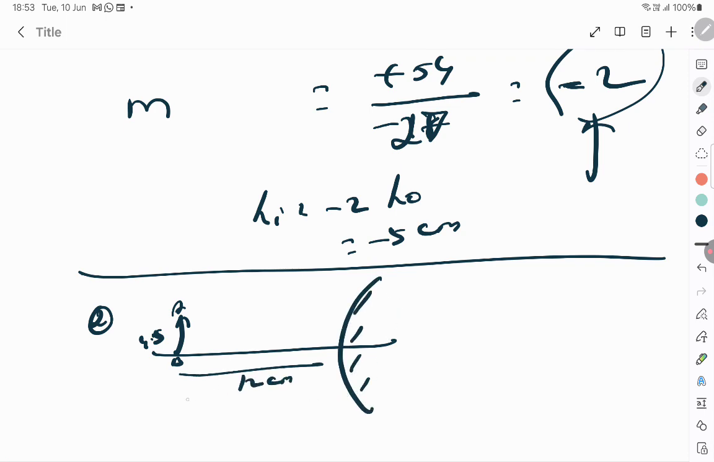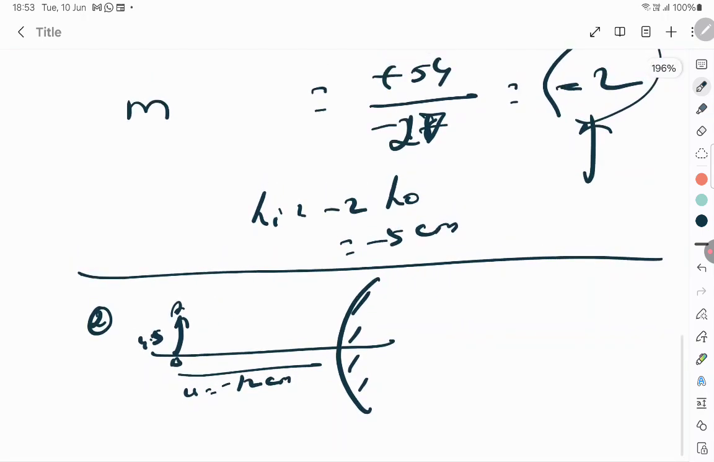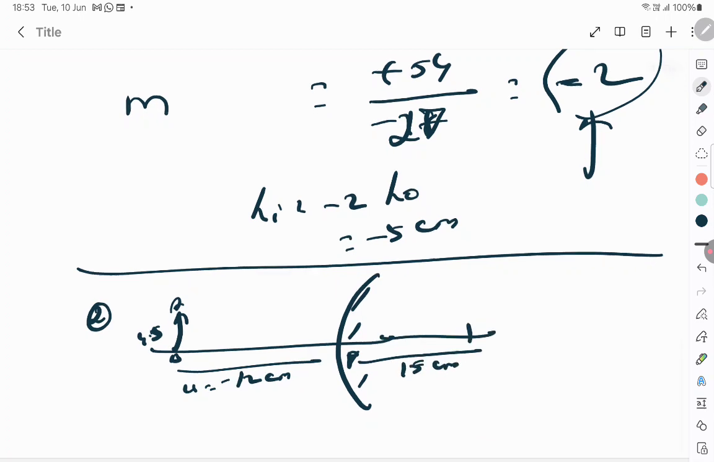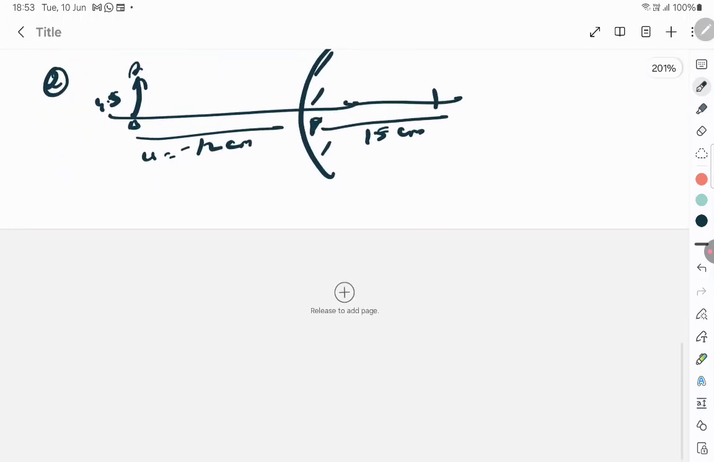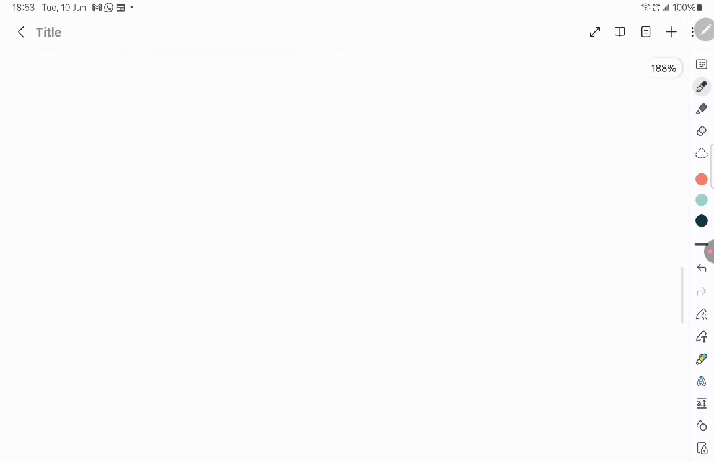The object distance is 12 centimeter. It is minus 12 because obviously it's to the left side. This is the pole. The focal length is on the right side. The focal length is given to be 15 centimeter. It's positive focal length. Give the location of the image and the magnification.